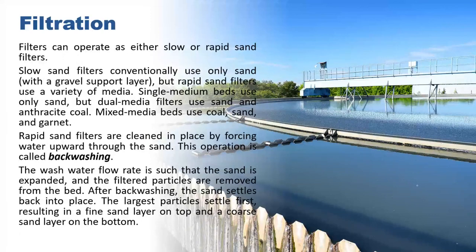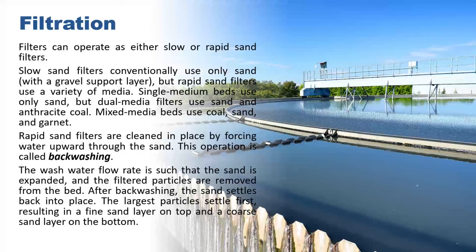So the filters can operate as either slow or rapid sand filters. Slow sand filters conventionally use only sand, but rapid sand filters use a variety of media. Single medium beds use only sand, but dual media filters use sand and anthracite coal. The mixed media beds use coal, sand, and garnet.